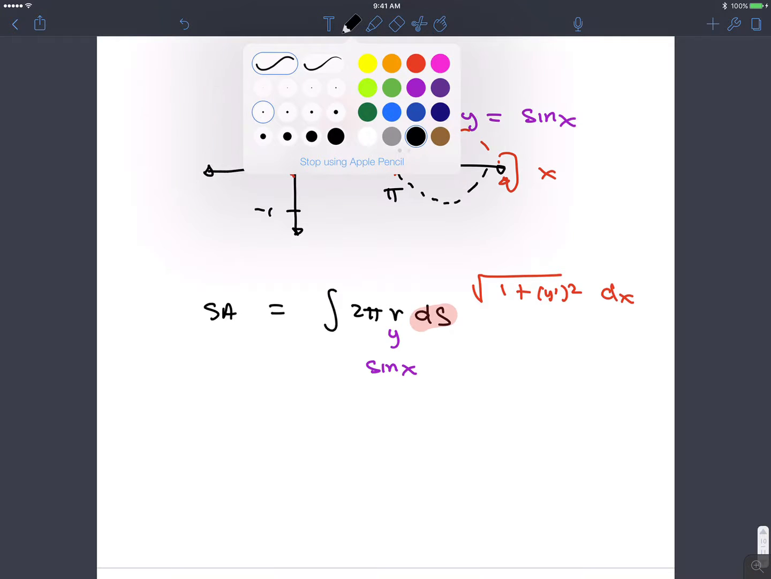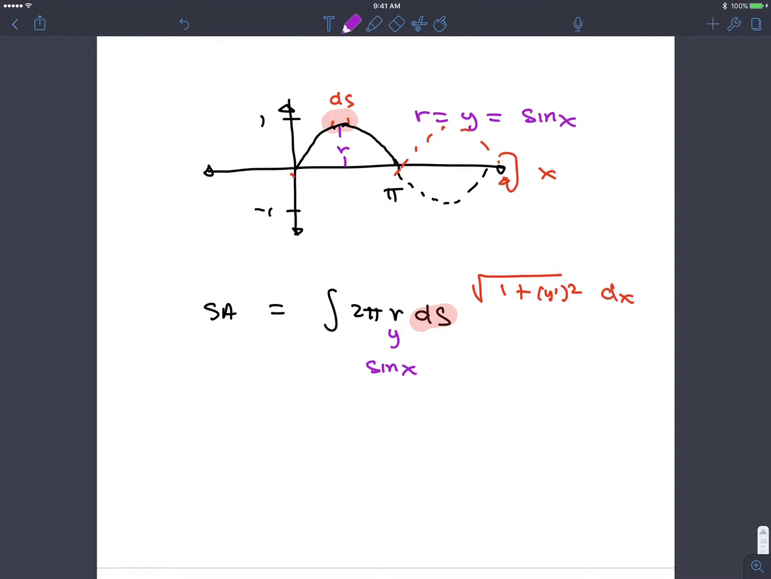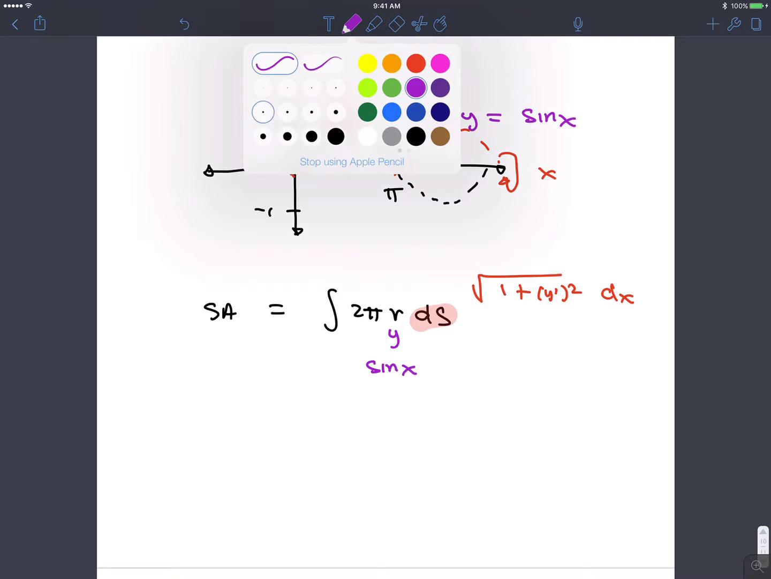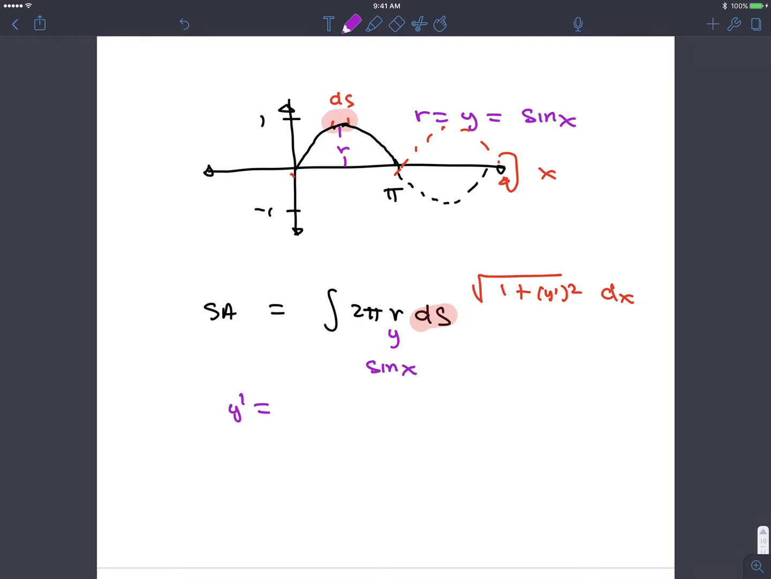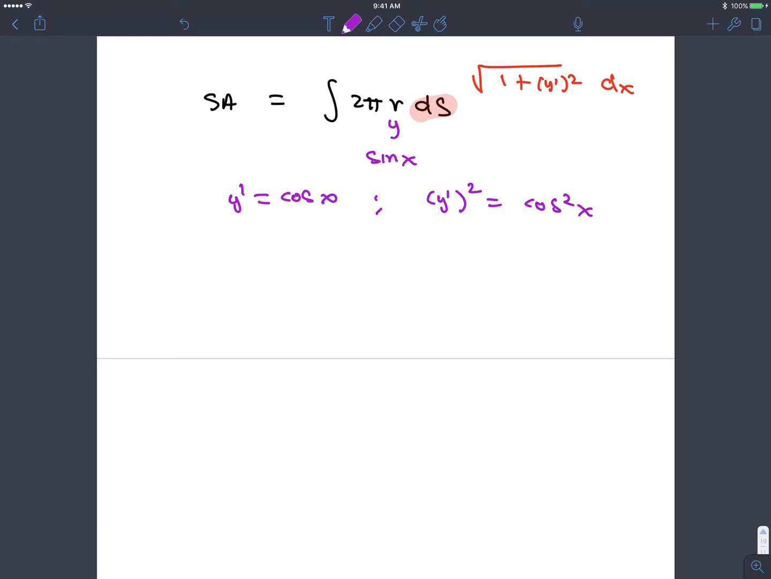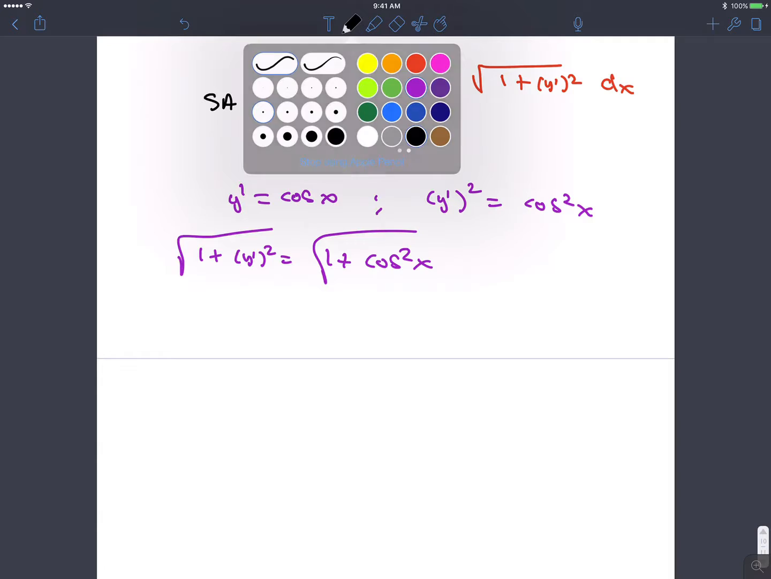This r value and r ds. Okay? And we need the derivative. So what is y prime going to be? Do you guys know what the derivative of sine is? It's cosine, right? And then square that derivative. Cosine squared. And then 1 plus y prime squared is 1 plus cosine squared. Take your square roots. So let's see what this integral is going to be.